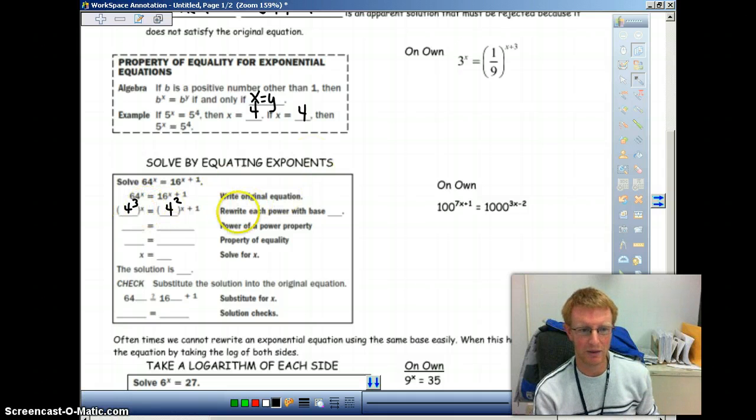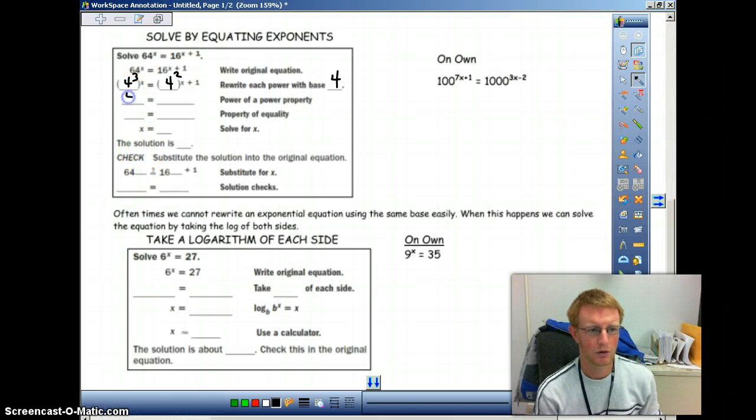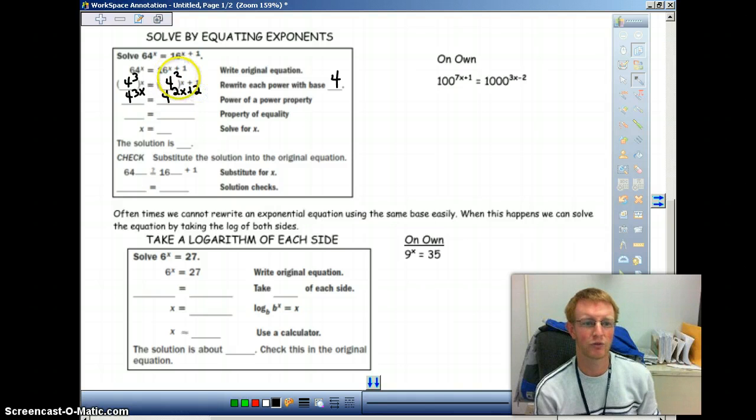So now our bases are the same. So we're rewriting each power with a base of 4. So we have 4 to the third power, 4 to the second power, and now we expand. You'll do 3 times x, so you'll have 4 to the 3x, and then we have to multiply 2 times x and 2 times 1, so that will be 2x plus 2. Remember, the reason why we're multiplying these is because it's a power to a power. You always multiply power to a power: the exponent on the inside multiplied by the exponent on the outside.